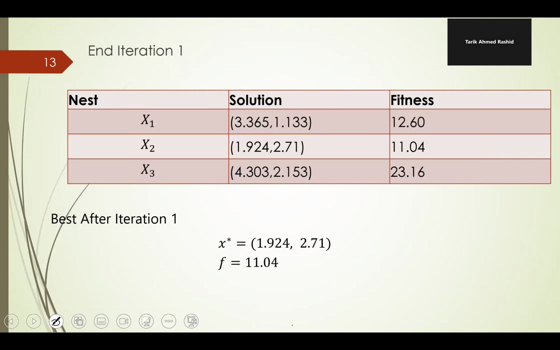Now here, the result has changed, 12.6. This is the end of the iteration. This is less than what we had. X2 as well, less than what we had. So it has been changed. And X3, it is 23 again, it has been changed. So you can see three solutions are improved, but the minimum is 11. That's the minimum. So we will keep it for the next iteration.